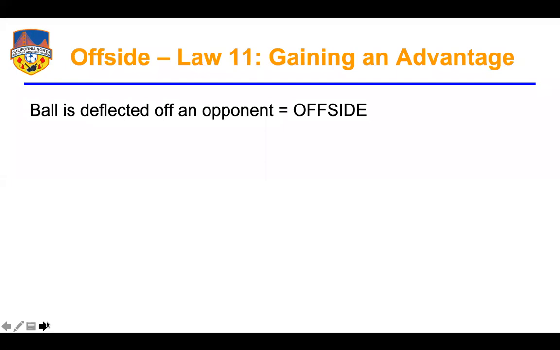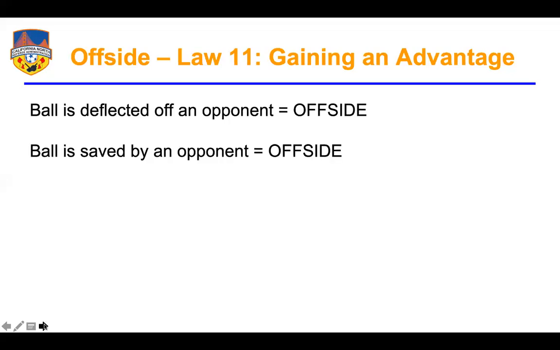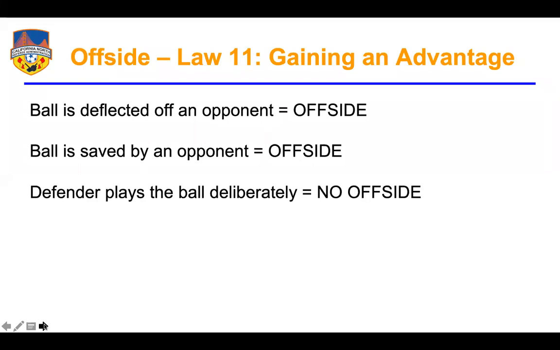So in terms of gaining an advantage, the big things to know is a ball that is deflected off an opponent and they're in the offside position when they receive the ball, it's offside. If a ball is saved by an opponent and it's received by an opponent in an offside position, that's offside as well. But if a defender plays the ball deliberately, then the person who receives the ball who was in the offside position is not offside.